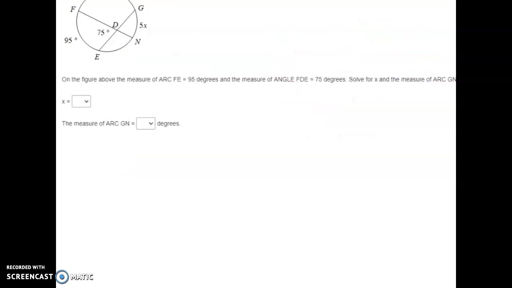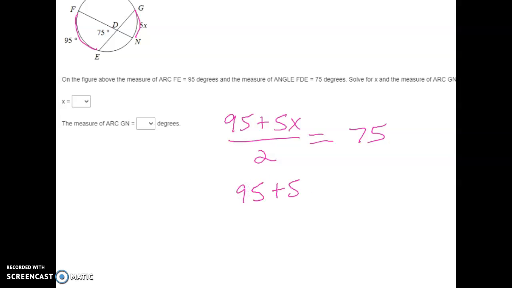Number 6, this is one of those averaging problems. The average of 95 and 5x is 75. When you average, you add. So then you're going to multiply both sides by this 2, and you get 150, and then you solve for x, and you should get x is 11 in that 2-step equation. And now they're asking the measure of arc GN. Well, you're going to take your 11 and plug it back in for x, and it's 11 times 5, so that's why it's 55 degrees.